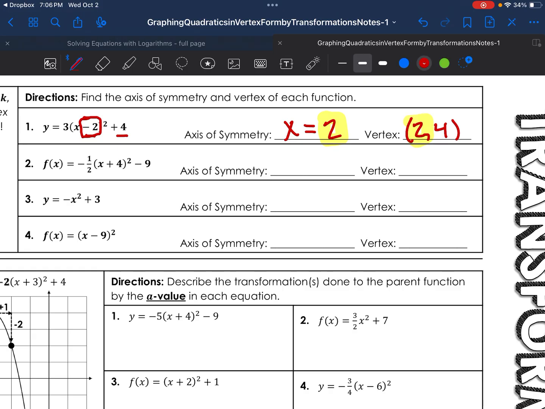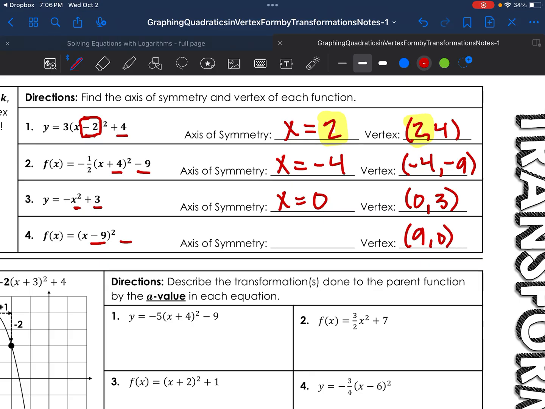Okay. So in our next equation, we've got negative 1/2 times (x plus 4) squared minus 9. So here's our vertex. It's going to be the opposite of 4, which is negative 4, and then negative 9. And then the axis of symmetry is x equals negative 4. Okay, next equation here, we have no number added to x inside the parentheses and a plus 3. So vertex is at (0, 3). And then that axis of symmetry is the y-axis, or x equals 0. And then finally, we've got a minus 9 and then no number at the end. So vertex is (9, 0). Axis of symmetry is x equals 9.